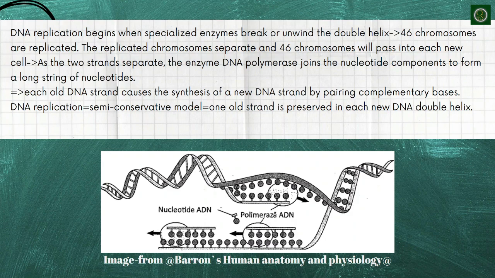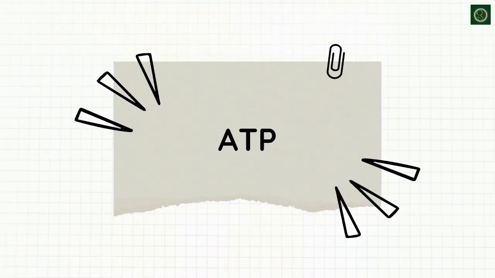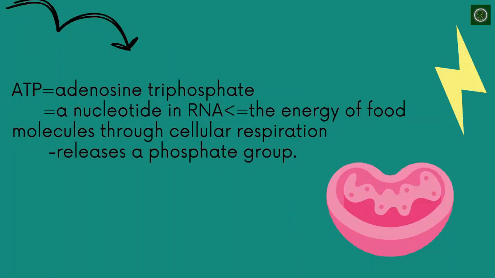Thus, each old DNA strand causes the synthesis of a new DNA strand by pairing complementary bases. DNA replication is done according to the semi-conservative model, that is, one old strand is preserved in each new DNA double helix. Next, we will talk about ATP. Adenosine triphosphate is a nucleotide in RNA that results from the energy of food molecules through cellular respiration and releases a phosphate group.